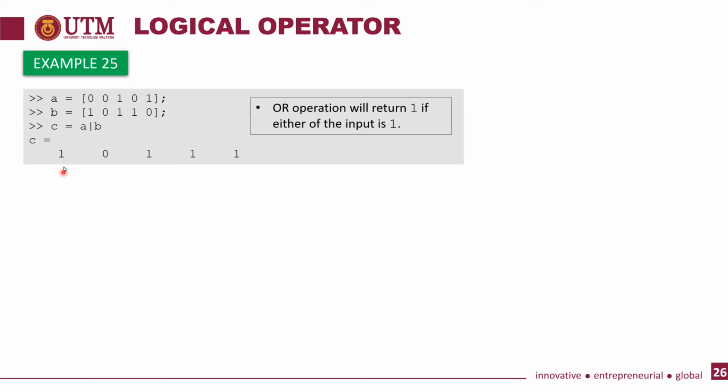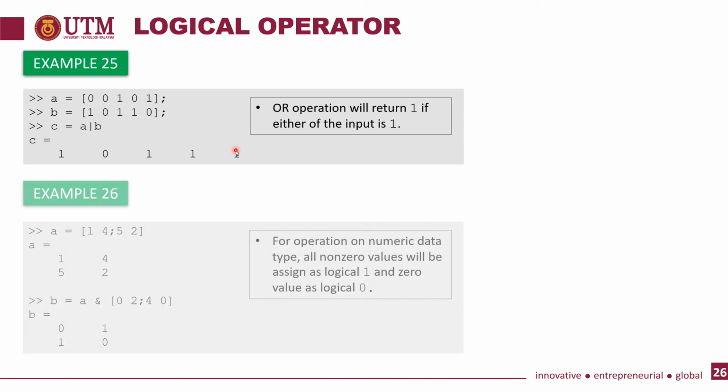So you see here, 1 or 0, it will become 1. 0 or 0, because both are zeros, it will become 0. 1 or 1, so it will become 1. 1 or 0, one of the elements contains 1, it will become 1. One of the elements contains 1, it will also become 1. Alright? So this is example number 26.